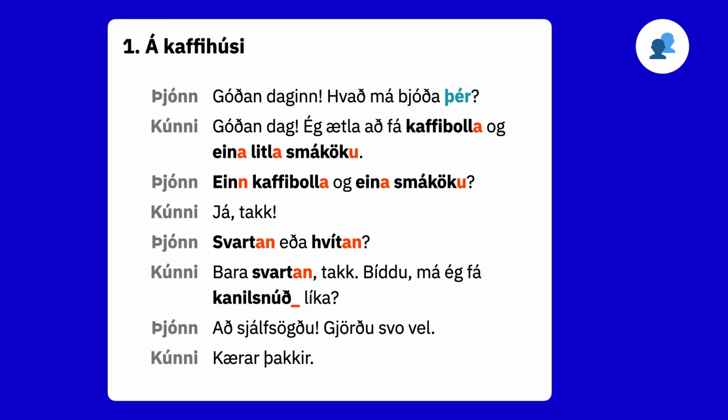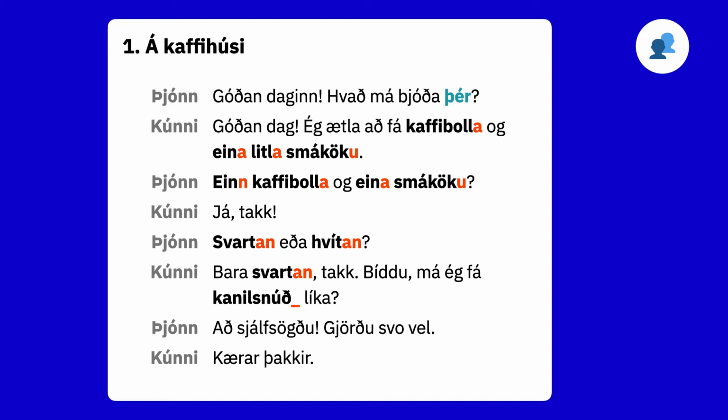And then to the next question, svartan eða hvítan. Those are two adjectives that you should recognise by now. The endings will be new though, so svartan or hvítan, those are the accusative adjective endings. And then that continues all the way to bara svartan takk, still all because of that verb fá in the second phrase there. And then we have a new sentence, bíddu, má ég fá kanilsnúð líka.